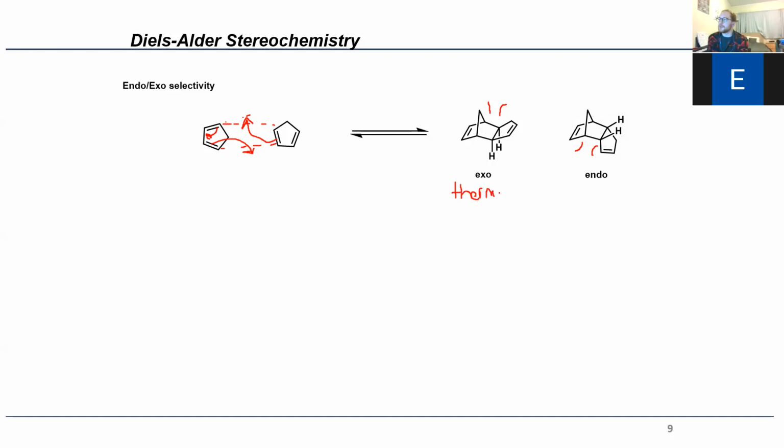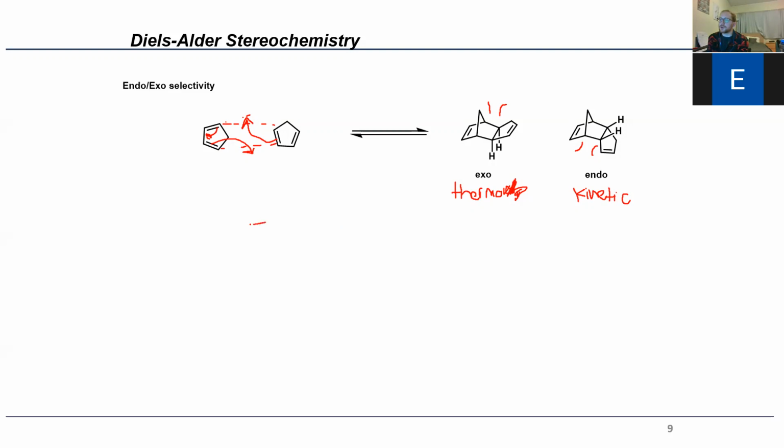And so this is thermodynamically favored. But when this reaction occurs, we see, especially at low temperatures, formation of the endo product. And so the endo product, in this case, is kinetically preferred. And so let's look at the transition states that lead to both of these products, and we can start to see why that is.